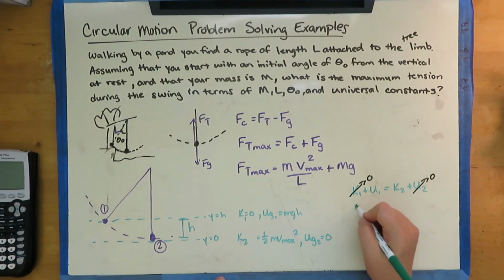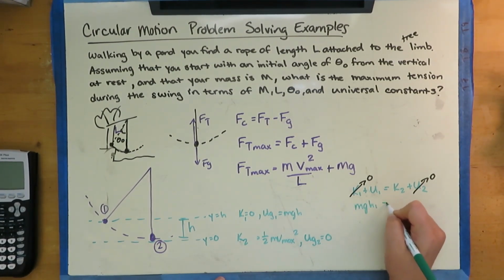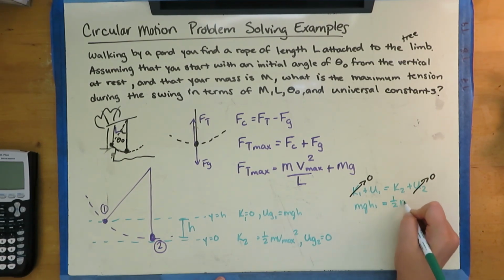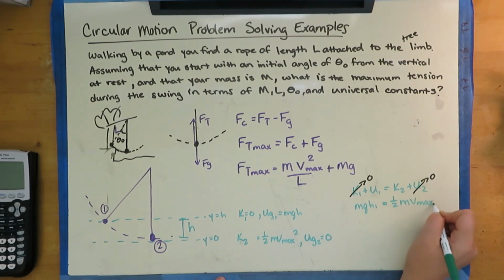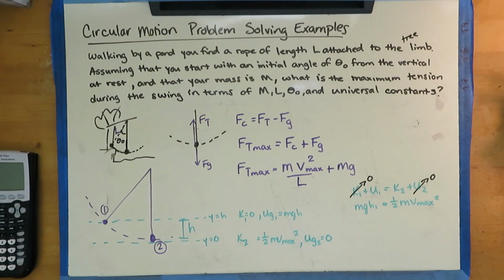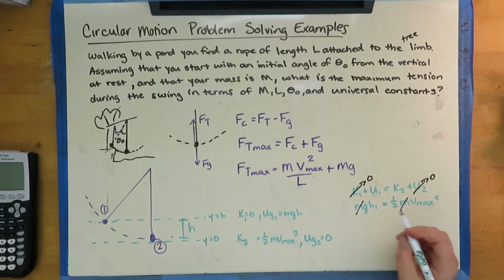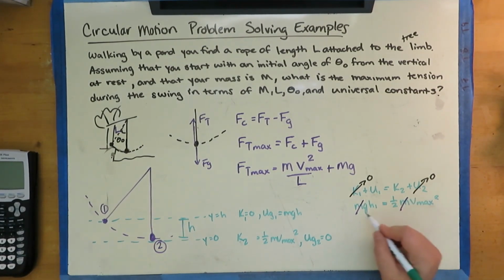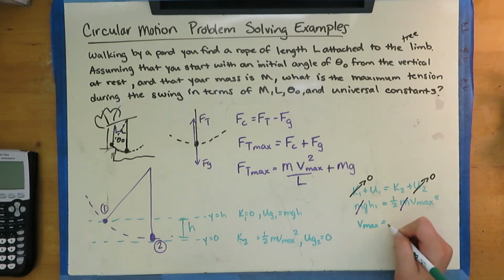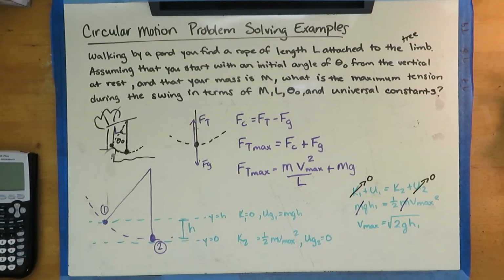And then m g h1 is going to be 1/2 m v max squared. Notice that mass actually cancels out from this part. And if I multiply the 2 over and then take the square root, I get v max is the square root of 2 g h1. But oh wait, I don't know h. I don't know my initial height. Well, what would that be?